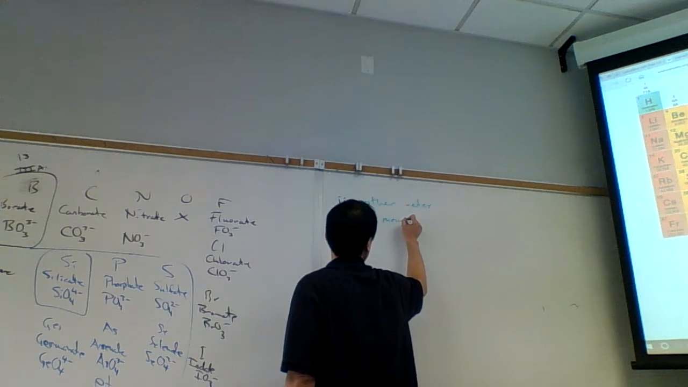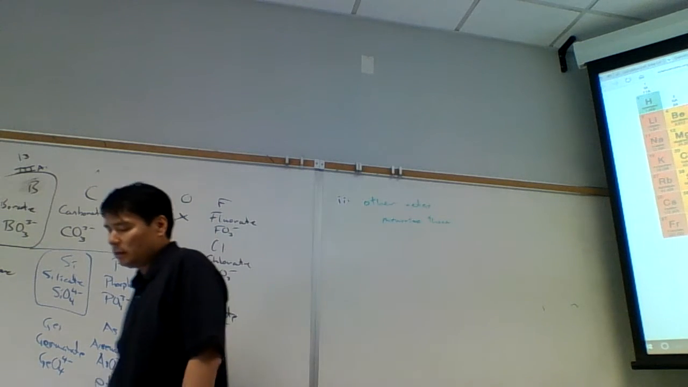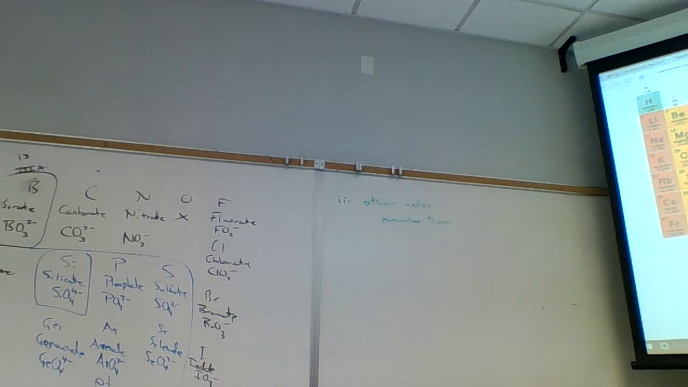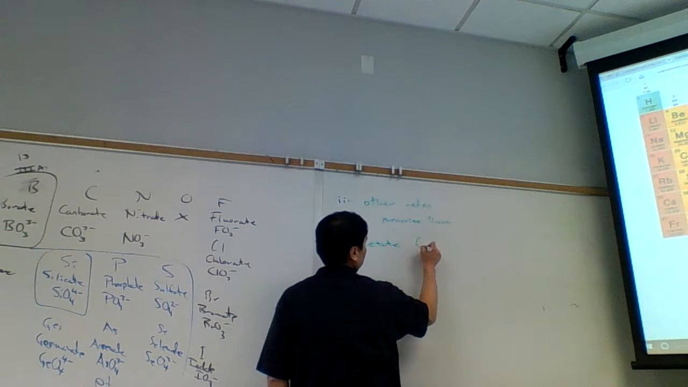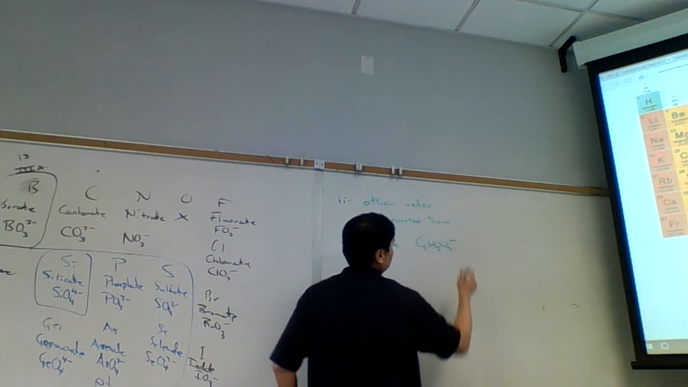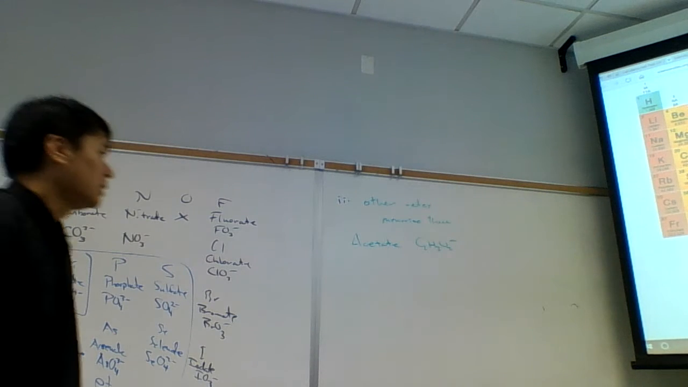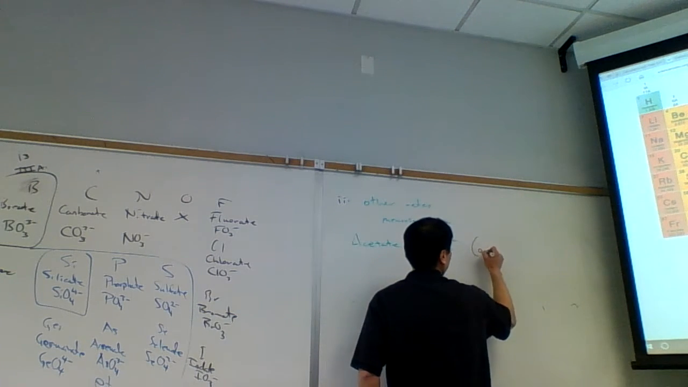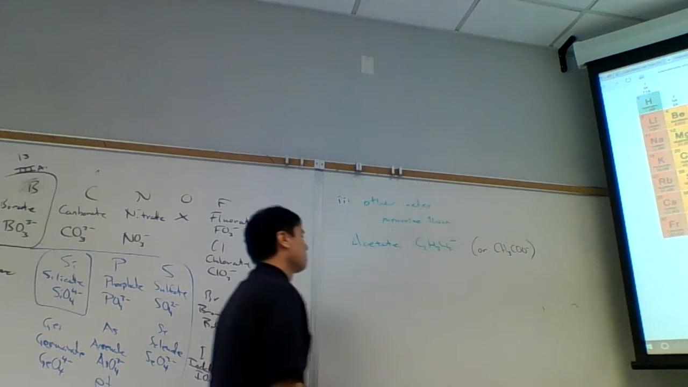Let's memorize these. What are the other ones that you have to memorize? Acetate, yes. Acetate's a big one. Acetate is C2H3O2 minus. That's one way of memorizing it. Or it has the structural formula, CH3COO minus. Acetate.